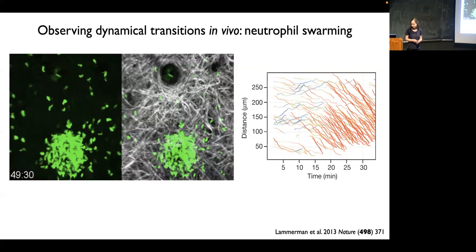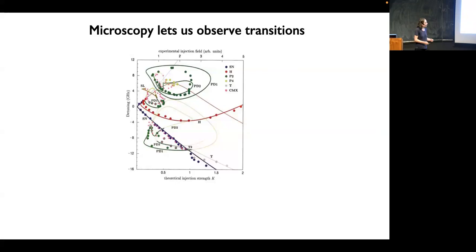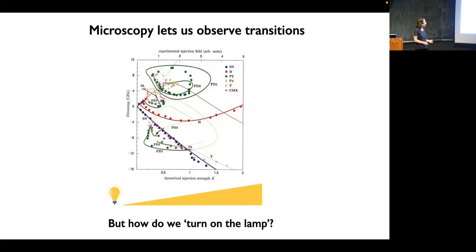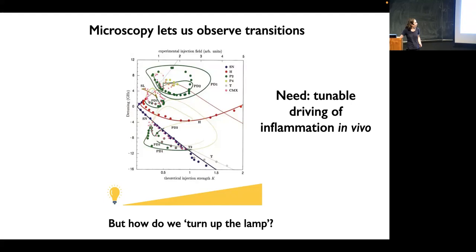So finally, we can use microscopy to start to observe these types of transitions, and really the types of behaviors that we might be able to plot on this diagram, even now in real tissues. But there's another key thing that we're missing. If we really want to be able to move to this description, we also need to be able to turn the knobs on these axes. We need to be able to systematically tune the strength of the stimulus. In other words, we need some way of doing something that's equivalent to turning on the lamp. So some kind of tunable driver of inflammation in this in vivo context.